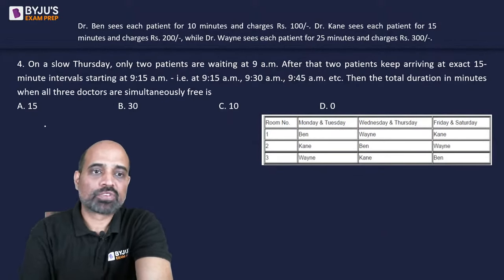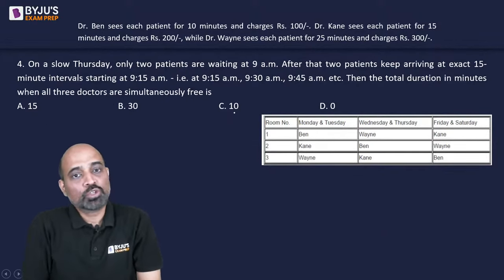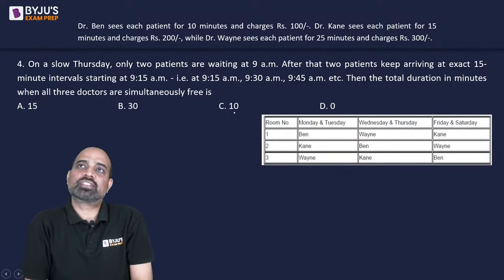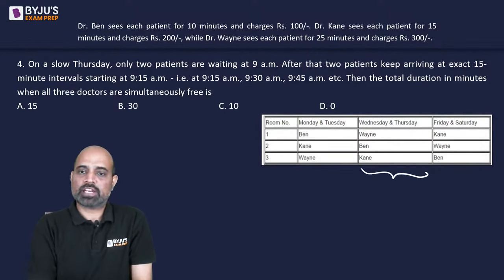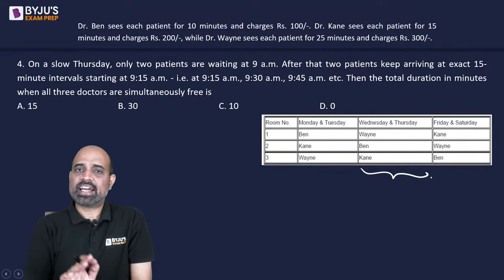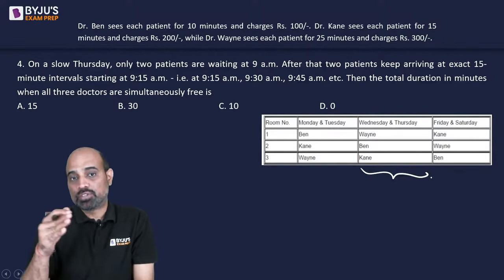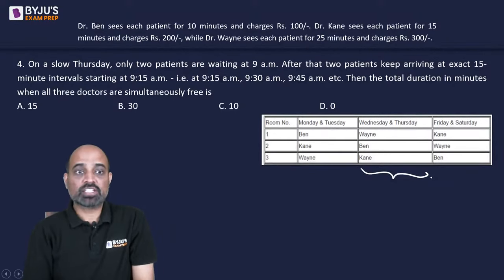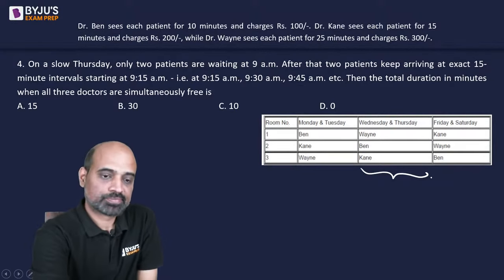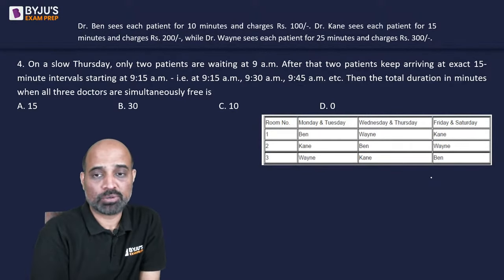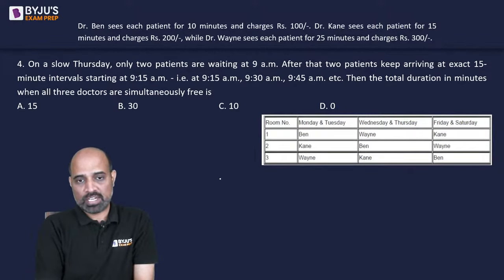Question number 4. On a slow Thursday, only 2 patients are waiting at 9 a.m. Slow as in there are not enough patients, let's say. So at 9 o'clock, only 2 patients are there. After that, 2 patients kept arriving at exact 15-minute intervals starting at 9:15, 9:30, 9:45 and so on. Then the total duration in minutes when all 3 doctors are simultaneously free is. Okay, since we have to deal only with a particular day, which is Thursday, let's see. At 9 o'clock, we have Wayne, Ben and Ken.